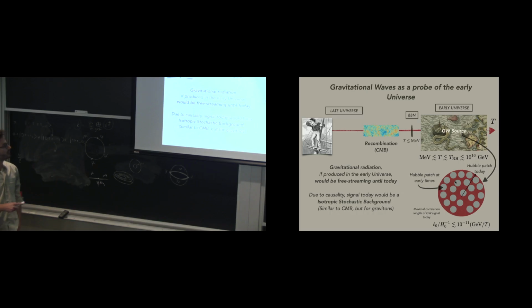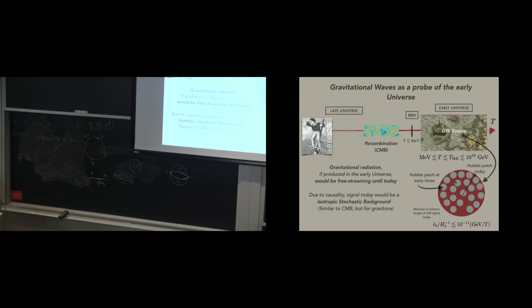So one alternative possibility to probe these sectors, which serves as a motivation for this talk, is gravitational waves. Of course, the idea is the following. Maybe this is not a generic feature, but I will present models that do have these features. Maybe the new physics features some gravitational wave source in the early universe, and those gravitational waves, if produced, would be freely streaming until today.